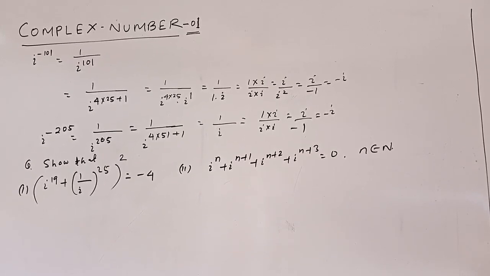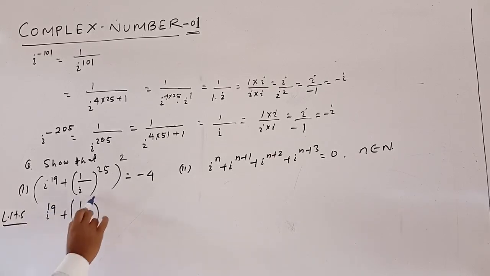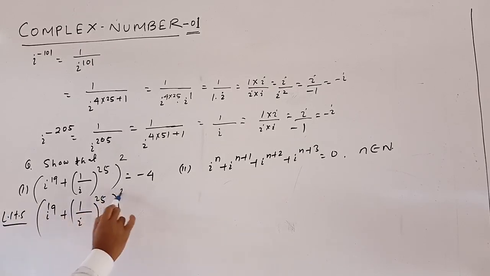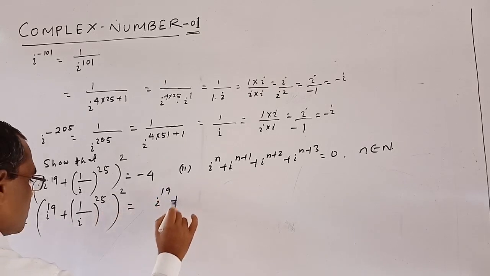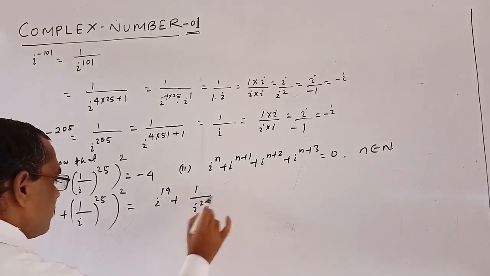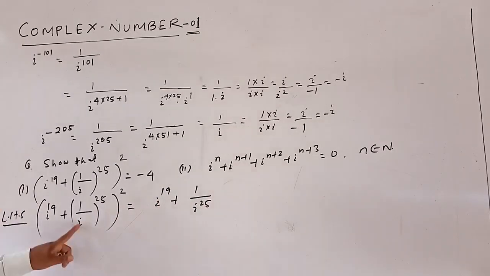So that (i^19 + 1/i^25)^2 equals minus 4. How can you prove this one is minus 4? First we take the LHS part: (i^19 + 1/i^25)^2. So i^19 plus 1 by i^25, that is 1 by i whole 25, meaning 1 to the power 25 by i to the power 25, whole square.